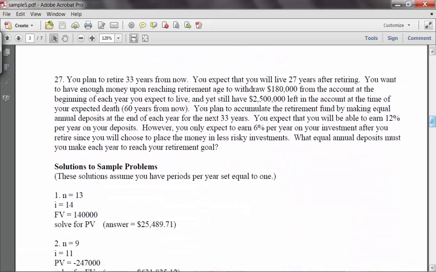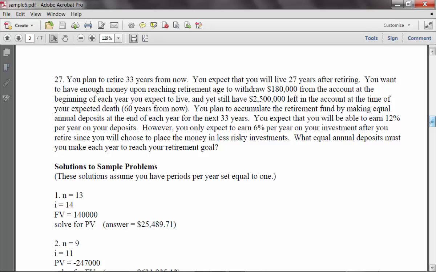All right, this one I'm going to draw a little picture for. You plan to retire 33 years from now. You expect that you will live 27 years after retiring. You want to have enough money upon reaching retirement age to withdraw $180,000 from the account at the beginning of each year you expect to live, and yet still have $2,500,000 left in the account at the time of your expected death, 60 years from now.